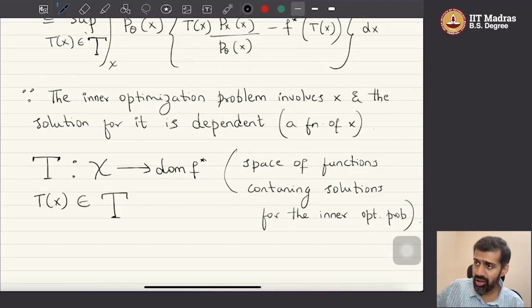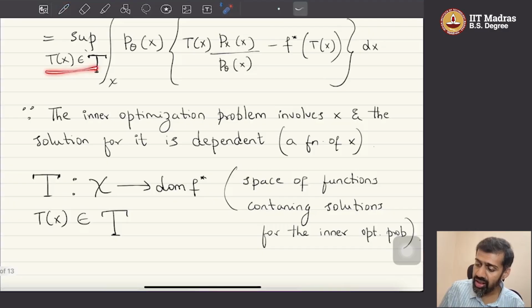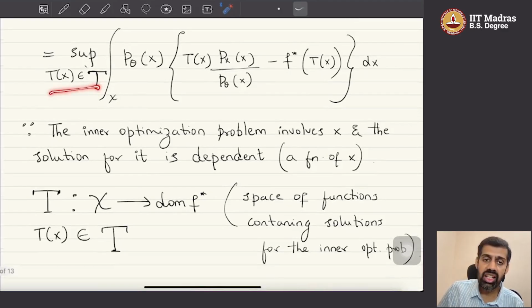So note that our optimization problem now is not over a scalar p, but over a space of functions. So what does that mean? It actually means that we are searching for a particular function from a space of functions. Think of this script t as a bag of multiple functions. Okay, and from all possible functions from x to domain of s star, we are searching for that one particular function that would give me the solution for this optimization problem at all x. That is all the supremum over t of x signifies.